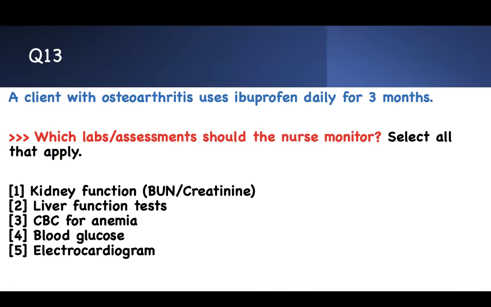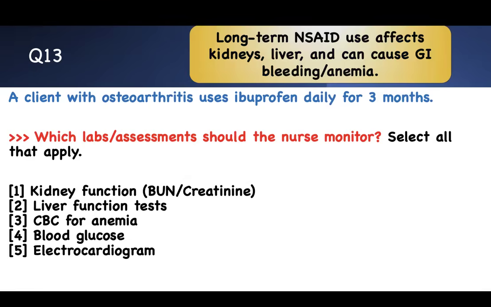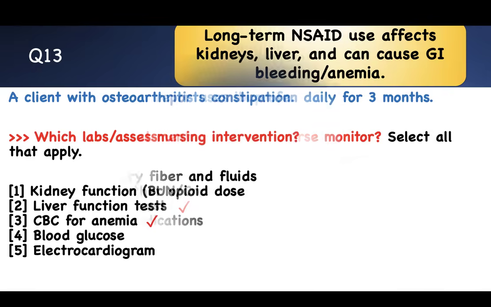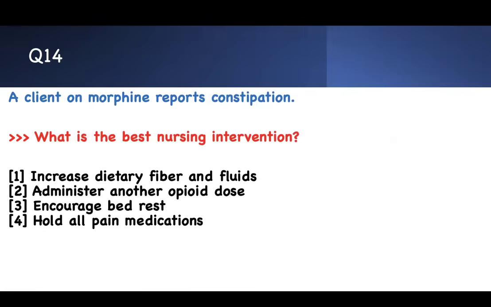Which lab work should the nurse monitor? Patient taking ibuprofen 3 months. Does it affect your kidney, your liver, your CBC, your blood glucose, or electrocardiogram? Yes, it does. It affects your kidney. That's number 1. It affects your liver. That's number 2. Because it's bleeding, that's number 3. These are long-term use of that medication, and you should be careful. It does not affect your glucose or electrocardiogram.